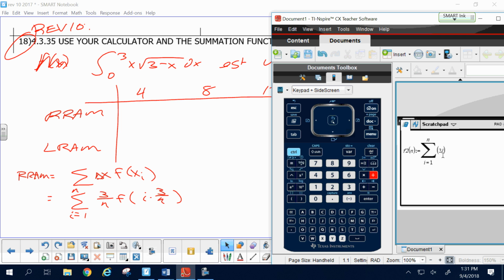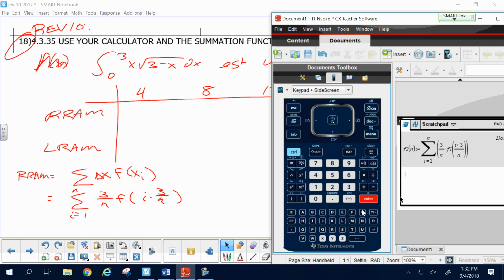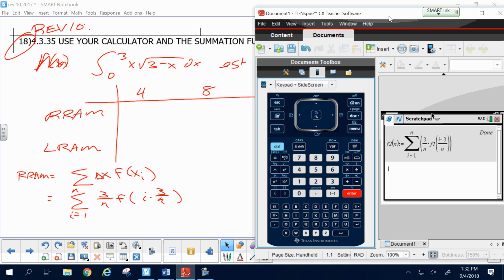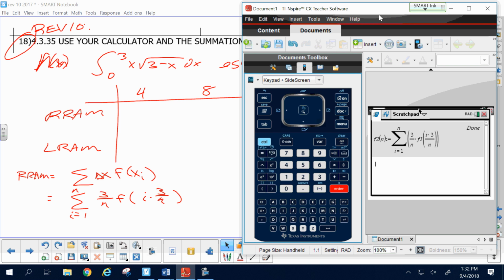3 over n times, and then we want to use the function. So it's in there, vars, function 1, and we want function 1 at some multiple of 3 over n. So i times 3 over n. It says done. Cool. You have defined your function as such. That is f2.